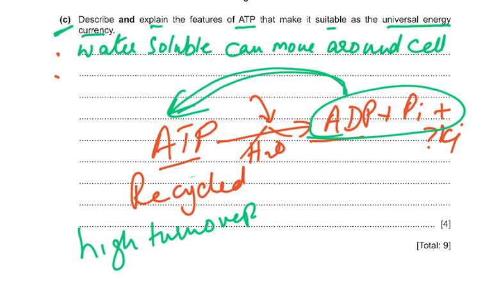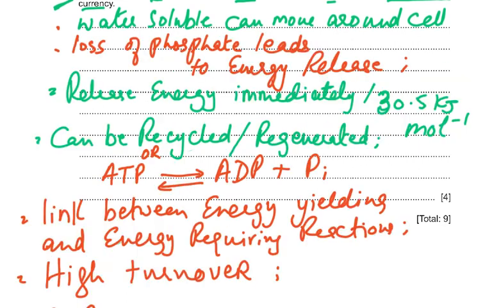So please remember, all these points are very, very typical, and we've seen this in many, many questions. As far as I'm concerned, this was a very easy question. So once again, we just go through this. Water soluble, can move around the cell. Loss of phosphate leads to energy release. Release of energy immediately, and the magnitude is 30.5 kilojoules per mole. Can be recycled, regenerated.